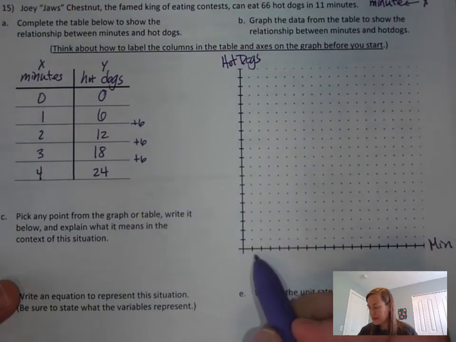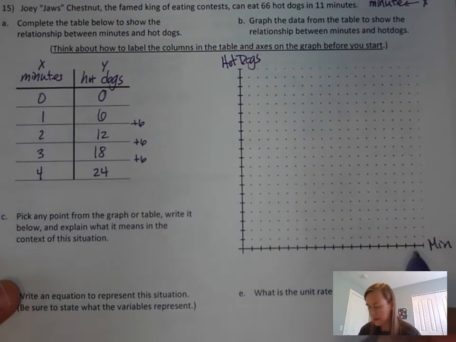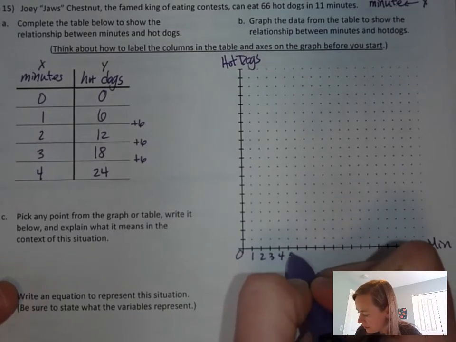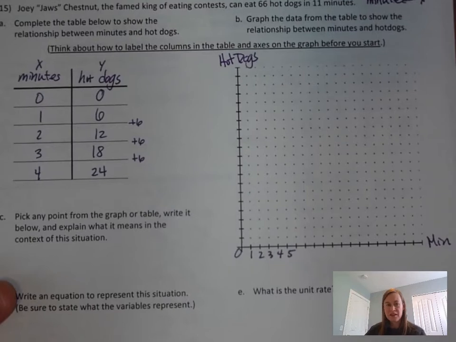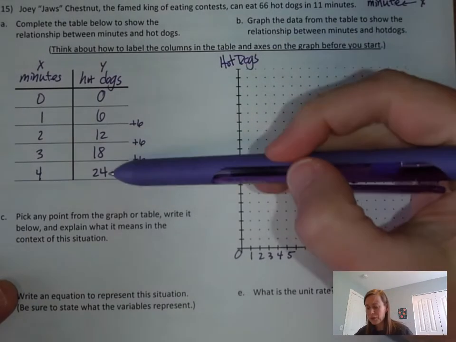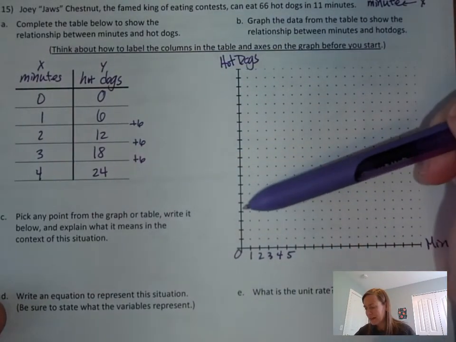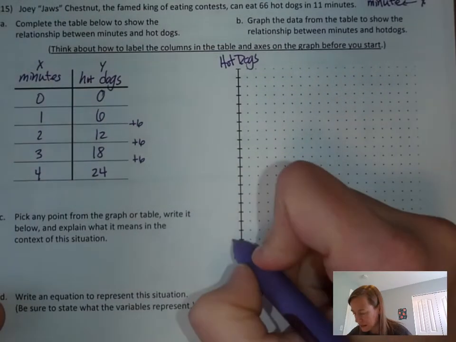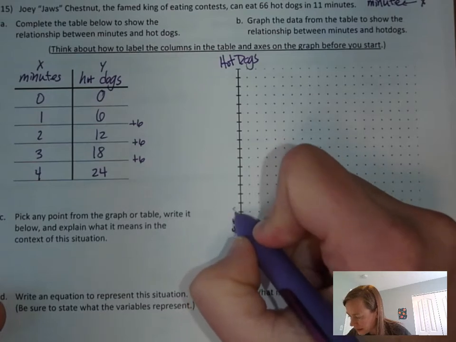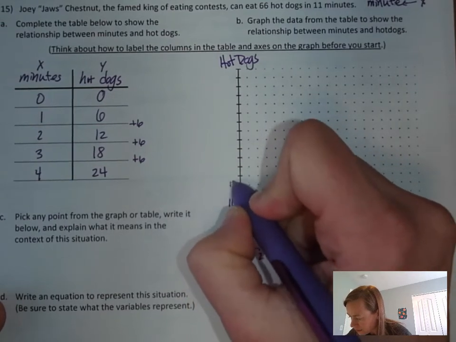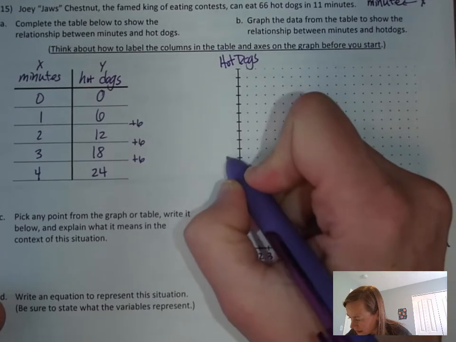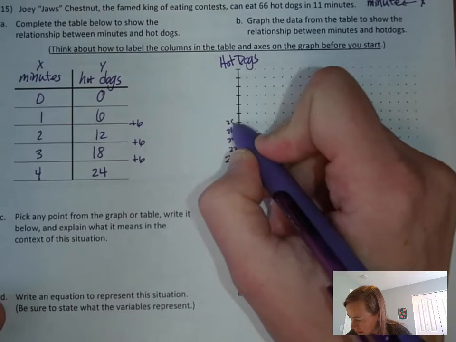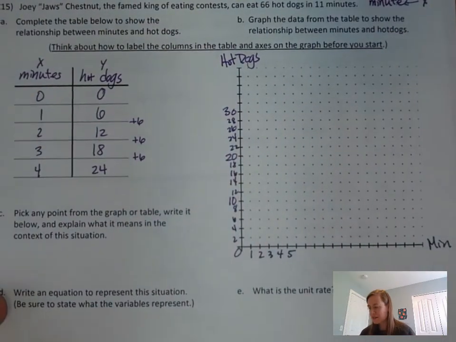Okay, so as far as minutes go, we can just go by the minute. We've got plenty of space here. 0, 1, 2, 3, 4, 5, and so on. As far as hot dogs go, we want to get up at least to 24. I doubt there are 24 marks here. How about we just count by 2s? That'll keep it easy. 2, 4, 6, 8, 10, 12, 14, 16, 18, 20, 22, 24, 26, 28, 30. I'm just going to stop right there.